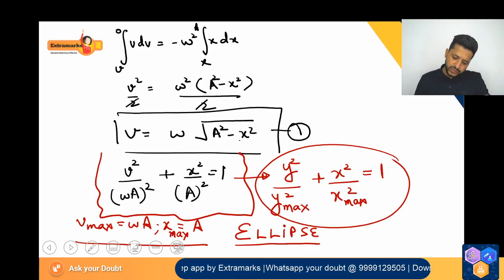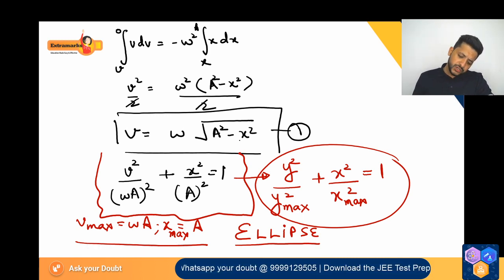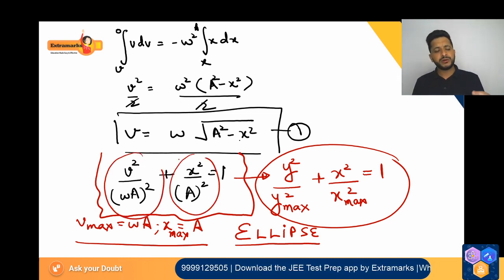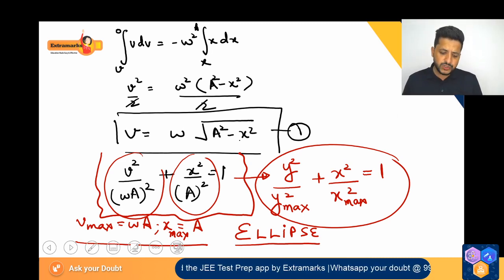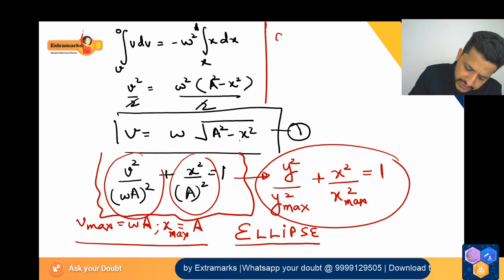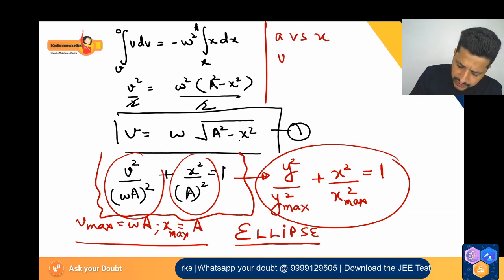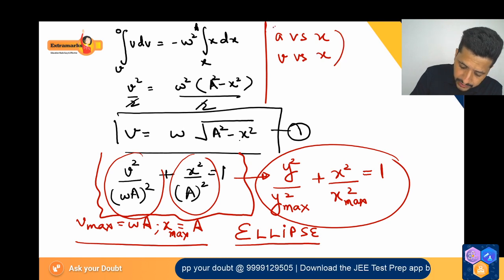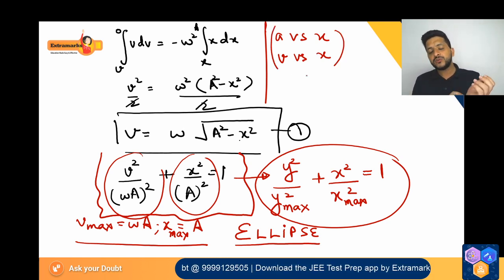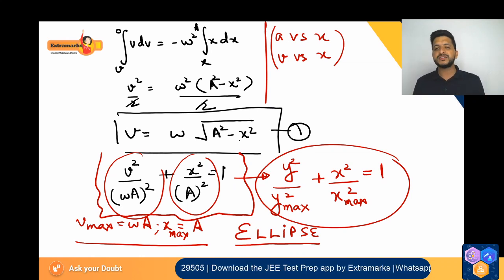You need to remember both the equations, but it is not a very complex thing. So (v by omega a) whole square plus (x by a) whole square should be equal to 1, what? 1. And this is the proper equation of an ellipse, and I have shown you the graph also. So this is how we derive the relation between velocity and position. So we have done till now acceleration versus position, and also we have derived a relation between velocity and position. Correct? And then in the later course we will also derive other relations like acceleration and time, velocity and time, position and time, and so on, and we will dig deeper into this analysis, right?